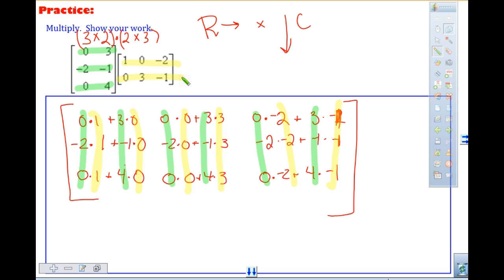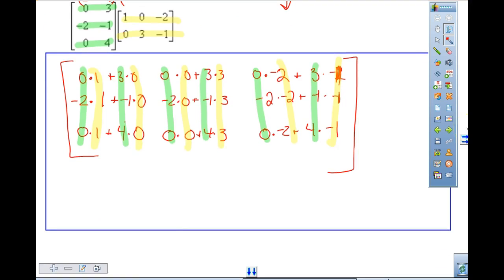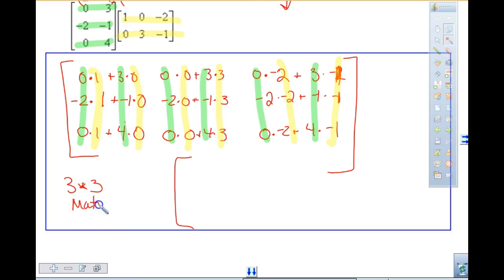If I was looking at my final answer for this one, did you guys get that final answer? If I was looking at this, we would say that this is what kind of a matrix at the end? If we're going down, it's how many rows? 3 by 3 is our answer. Okay? So it should be a 3 by 3.